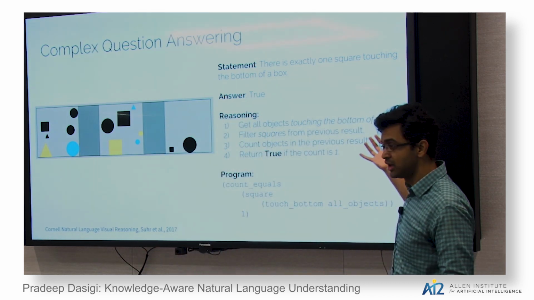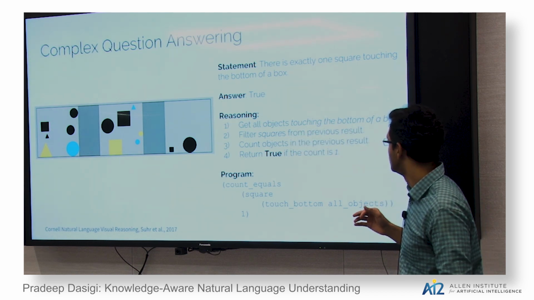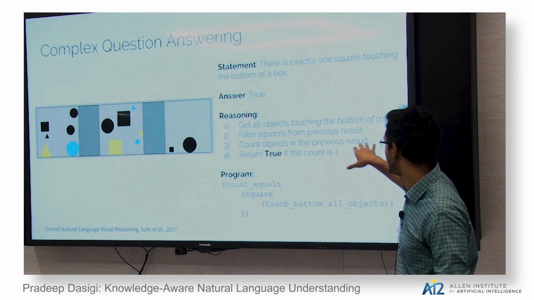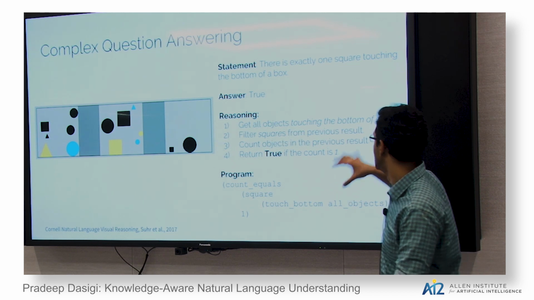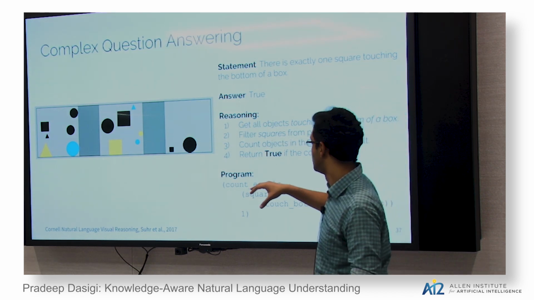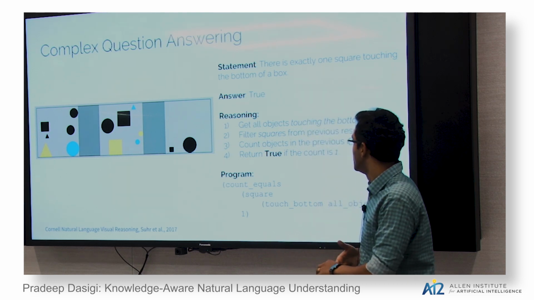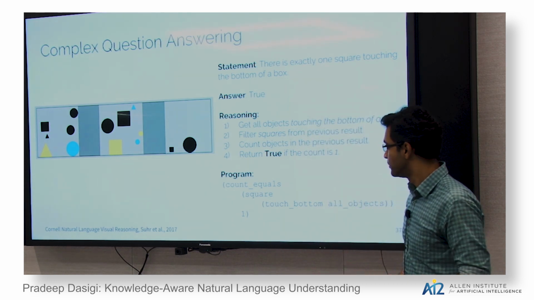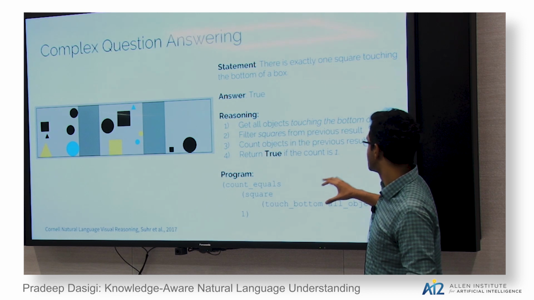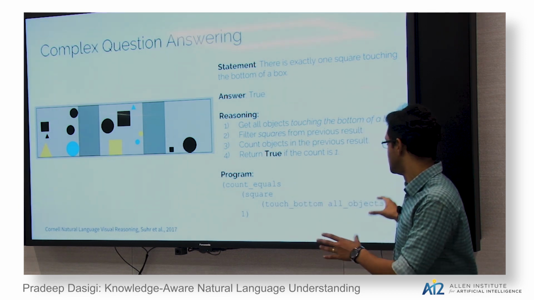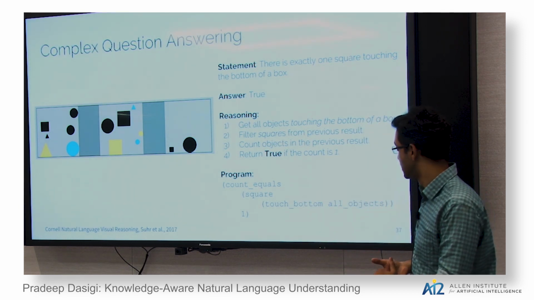To evaluate whether that statement is true or false here, you need to perform the following reasoning steps. You need to get all the objects touching the bottom of a box and then filter squares from it and then count the number of objects which come from the filtering step. And you return true only if the count is 1. This can be described in this program here, which is again using a similar formal semantic representation that I described before.